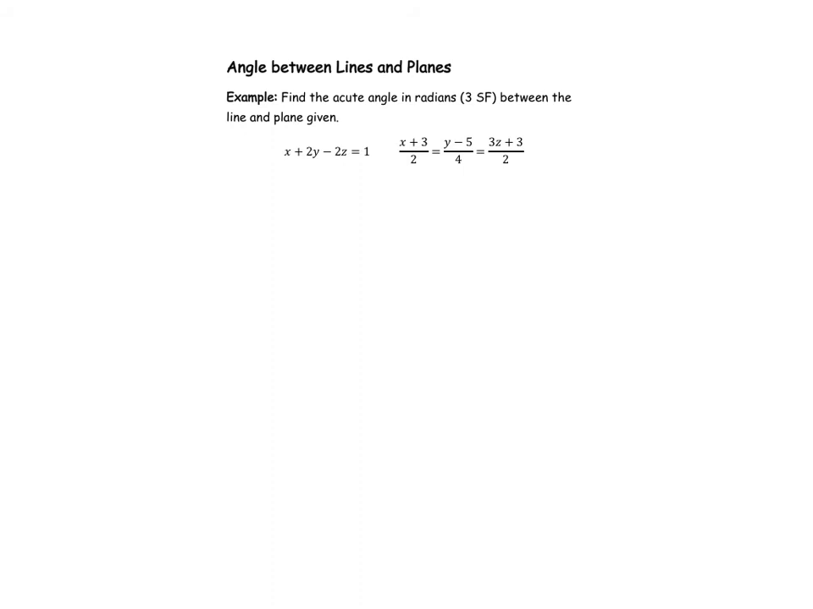Okay, we looked at angles between planes. Let's look at the angle between a line and a plane. So find an acute angle in radians to 3 sig figs between the line and the plane. Let's look at what this might look like. I'm going to do my plane here, I'll just call it pi. I'm going to sketch this in blue. Okay, so here comes our plane pi.